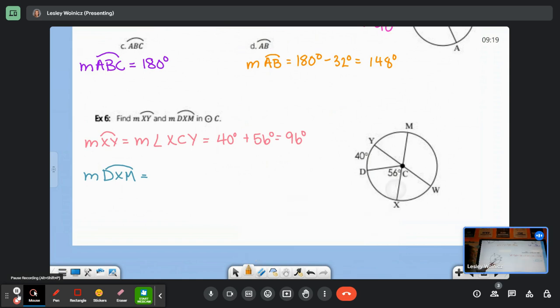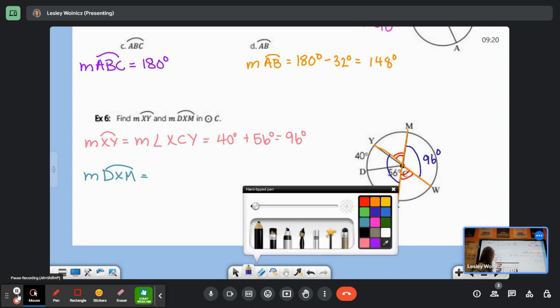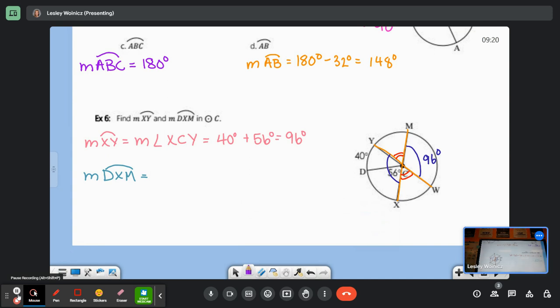Hey guys, do you see that I have intersecting lines here and here? So I have a pair of vertical angles here and another pair here. Does everybody see that? So if this one is 96, what is this one? Also 96. And if I take away the 96 from 180, what do I get for this red one? 84.